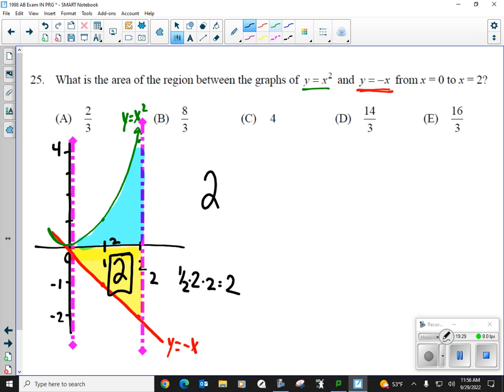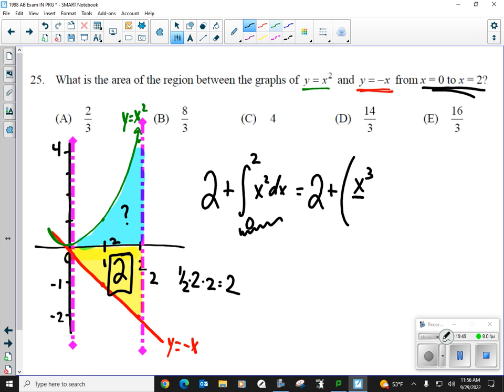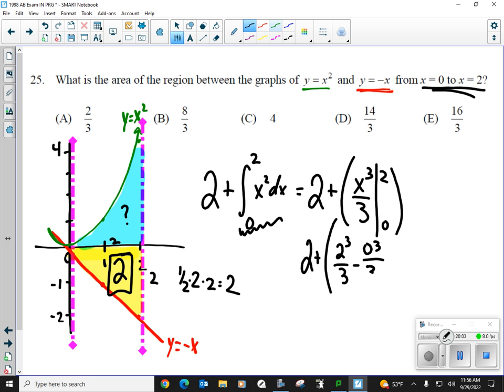I'm going to take that area and add it to my area here that I have to integrate. From 0 to 2, because that's what they tell us, my equation, x squared dx. So whatever this is, I just add to 2. Let's go. 2 plus x cubed over 3 from 0 to 2. All right, not too bad. 2 plus 2 cubed over 3 minus 0 cubed over 3. This goes bye-bye. So I end up with 2 plus 8 thirds.